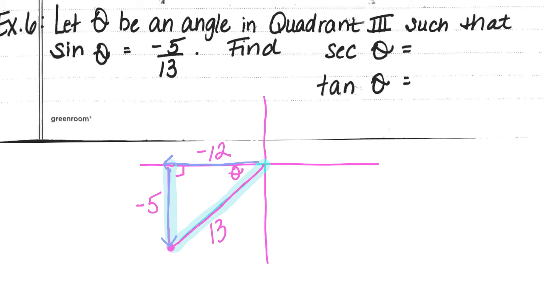So the secant is the flip of the cosine. Well, cosine is adjacent over hypotenuse, so if I'm flipping that, I'm going to have 13 over negative 12. And the tangent is my TOA, opposite over adjacent, so that's going to be a positive 5 over 12. Great job.